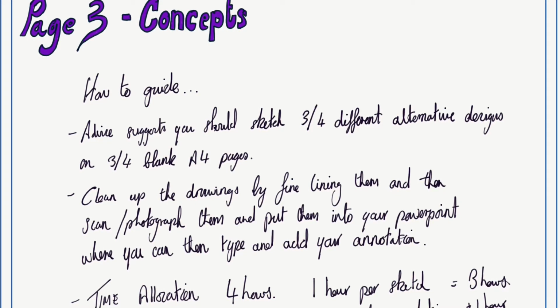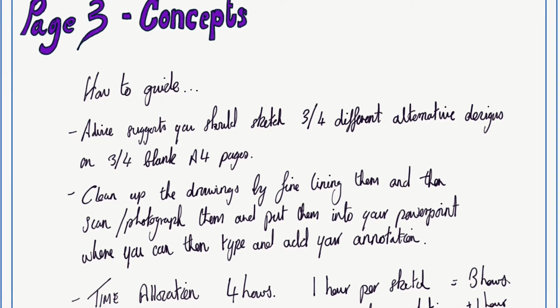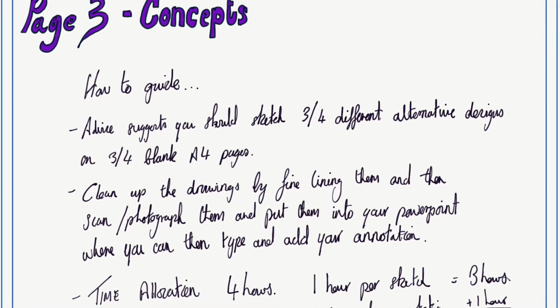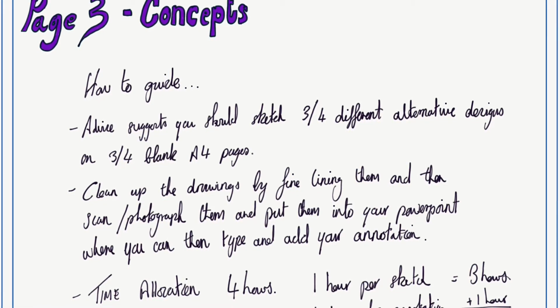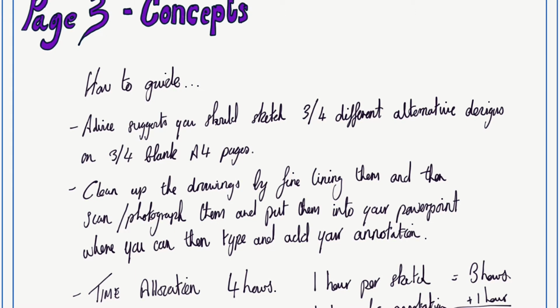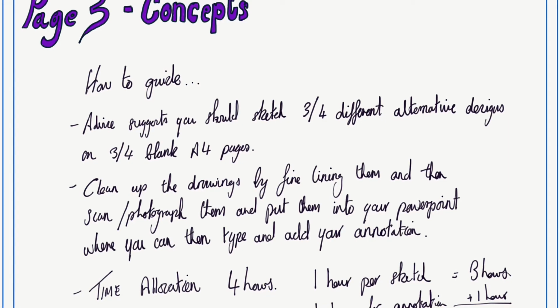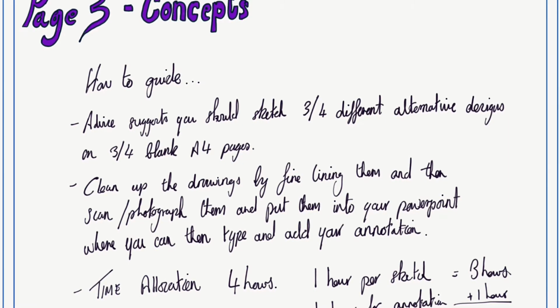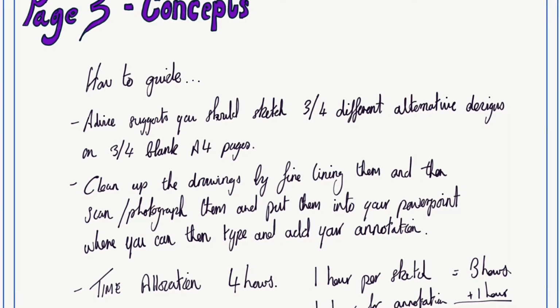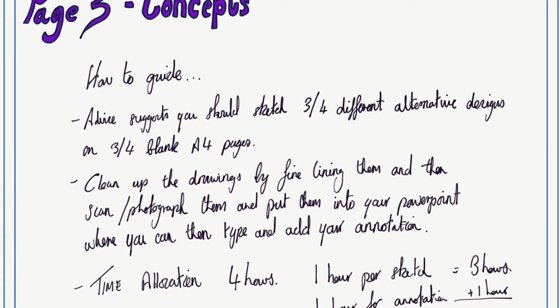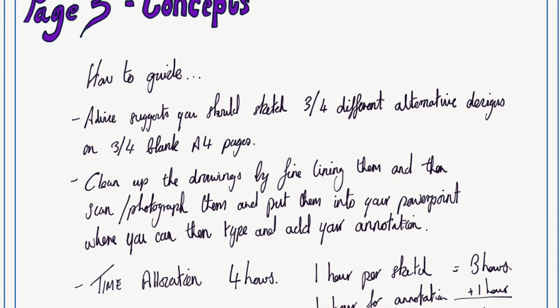You should clean up the drawings by removing smudge marks and the rest, and then you should also fine line them to highlight the detail and the clarity within your sketch. To then compose it onto page 3, you then scan or photograph the picture, put it into your PowerPoint, where you can then type and add your annotation. This means that that page can be edited at any stage. If you've made mistakes, and once we've reviewed it, instead of having to redo the whole page, you only have to maybe retype a box or rescan an image.